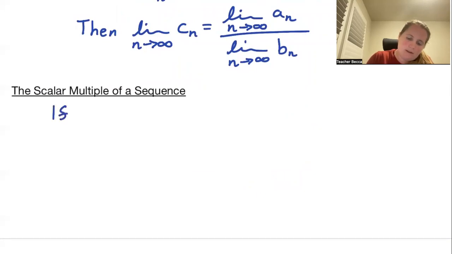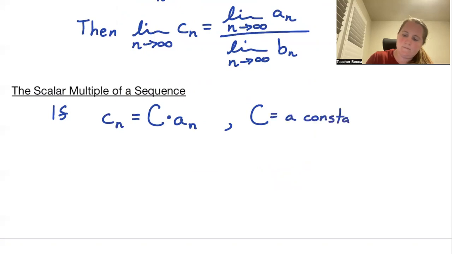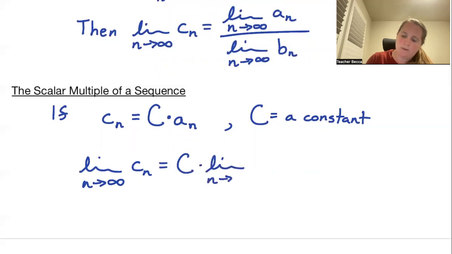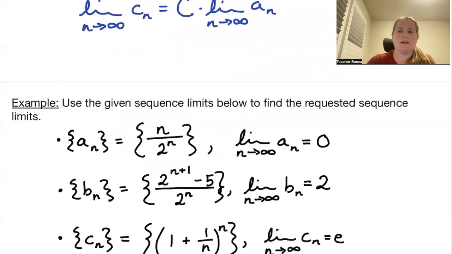And then our last main rule for limits was the scalar multiple of a sequence. So if c sub n is equal to some constant times a sub n, where capital C is a constant, then we have that the limit as n goes to infinity of c sub n is simply equal to capital C times the limit as n goes to infinity of a sub n. So again, these are the same rules we had for regular limits, which makes sense since the limit matches just the function if we extended the function to all values instead of just the counting numbers.